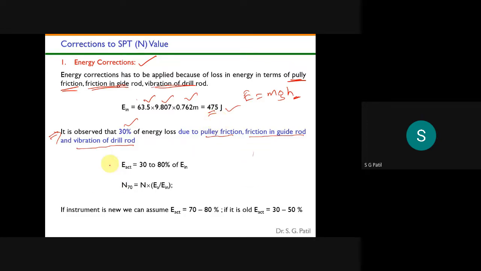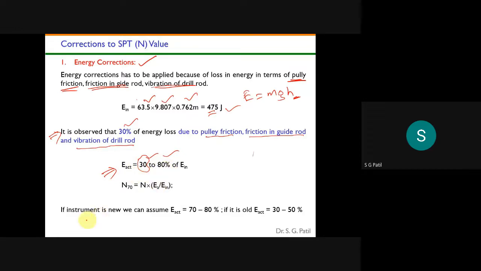Okay, so what is the actual energy input? Actual energy is only 30 to 80% of your total energy. Very huge. So 30% only is utilized, which means around 70% is lost. Energy is lost, and this will happen if you do the test in a very unprofessional way, like your drill rod is bent, and there are no supervisors while doing the test. So the losses may be in the range of 30 to 80%.